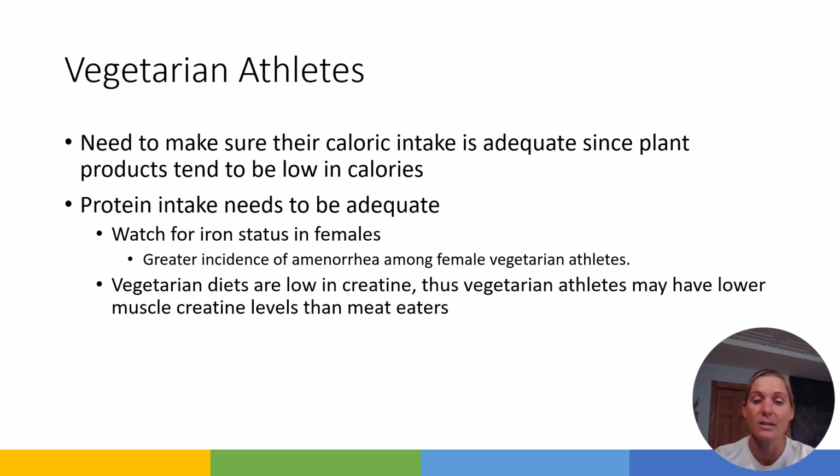We also see a greater incidence of amenorrhea in female vegetarian athletes. Amenorrhea is the loss of, or the absence of, a menstrual cycle. And again, that's bad for us for a lot of different reasons, but that's an indication of low energy availability in females, and that can be problematic and negatively impact our athletic performance. Vegetarian diets tend to be low in creatine, so vegetarian athletes may have lower muscle creatine levels than meat eaters. So again, they could consider supplementing if needed in order to make up for that.